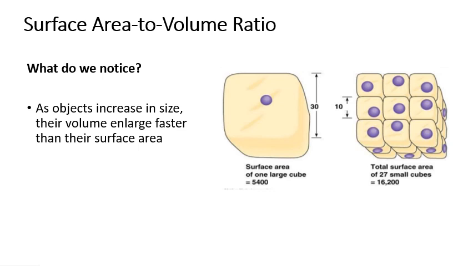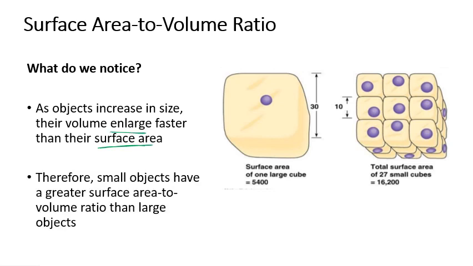So what did we notice? Basically what I summarized. As objects increase in size, their volume enlarges faster than their surface area, which means, like I said, the surface area to volume ratio in small objects is greater than in larger objects.